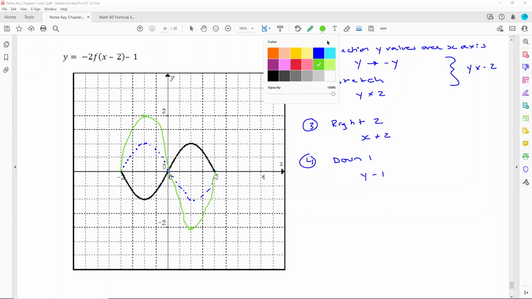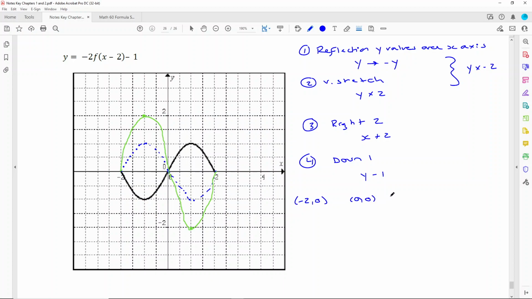Ooh, if I've been smart, you know what we should have done? Let's do it with points too. So let's pick out these points. So -2, 0. We have another point 0, 0. We have another point at, oh, sorry, I missed a point. We have a point at -1, -1, 0, 0, 1, 1, and 2, 0.